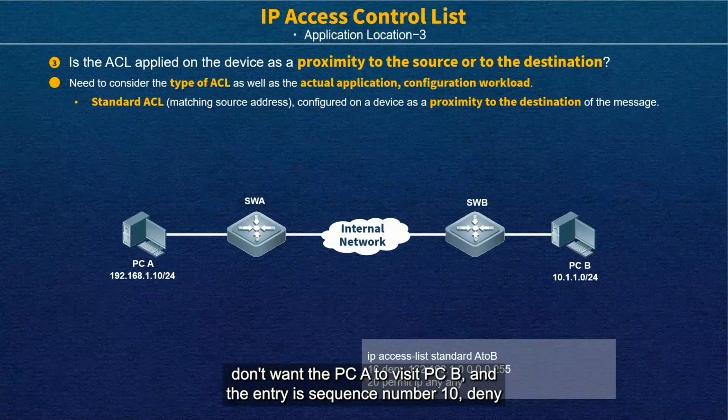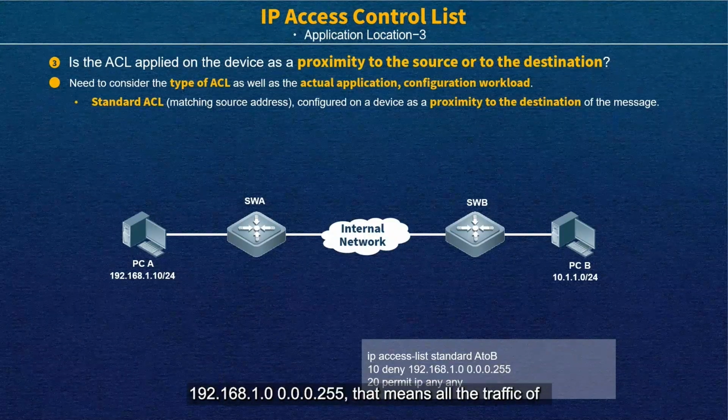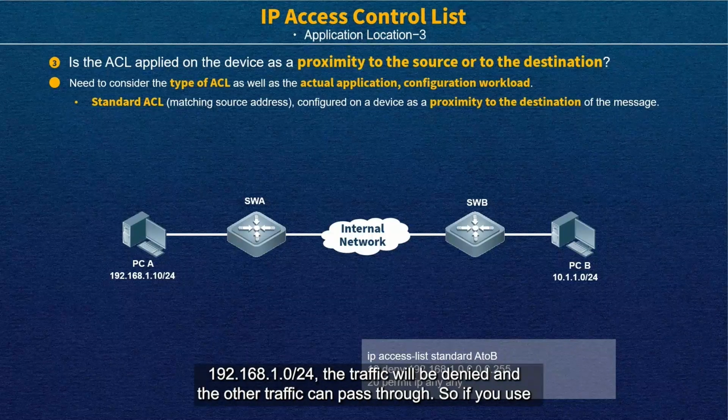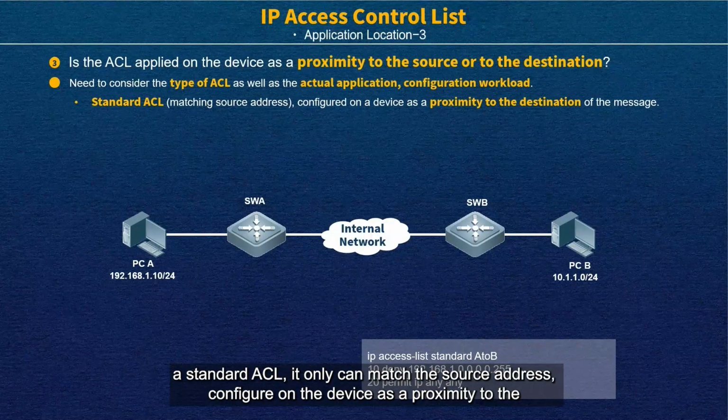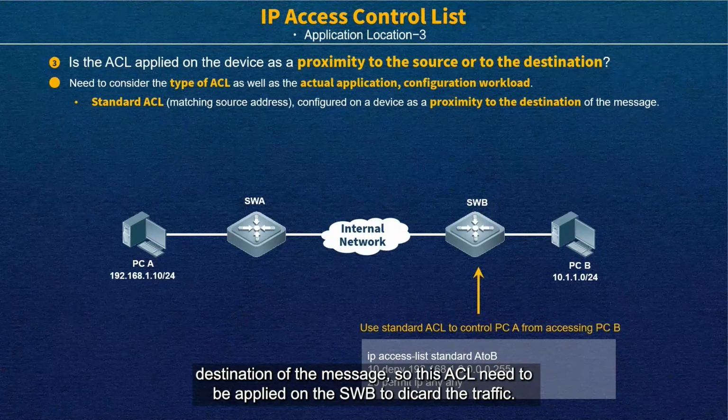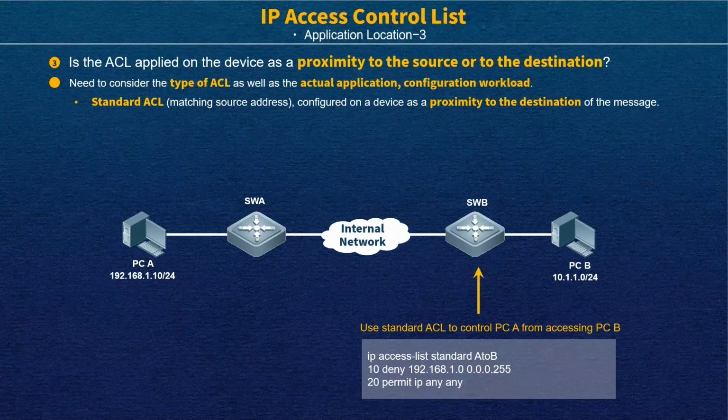And the entry is sequence number 10, deny 192.168.1.0 0.0.0.255. That means all the traffic of PCA will be discarded, not only PCA but the whole segment 192.168.1.0/24. This traffic will be denied, and the other traffic can pass through. If you use a standard ACL, it can only match the source address, so place the config on a device proximate to the destination of the message. So this ACL needs to be applied on switch B to discard the traffic.